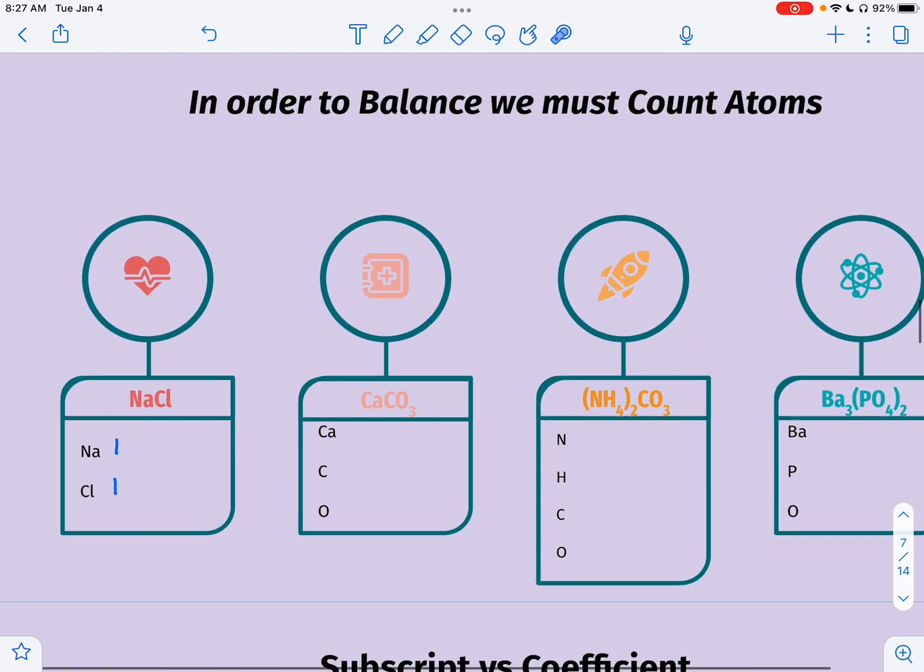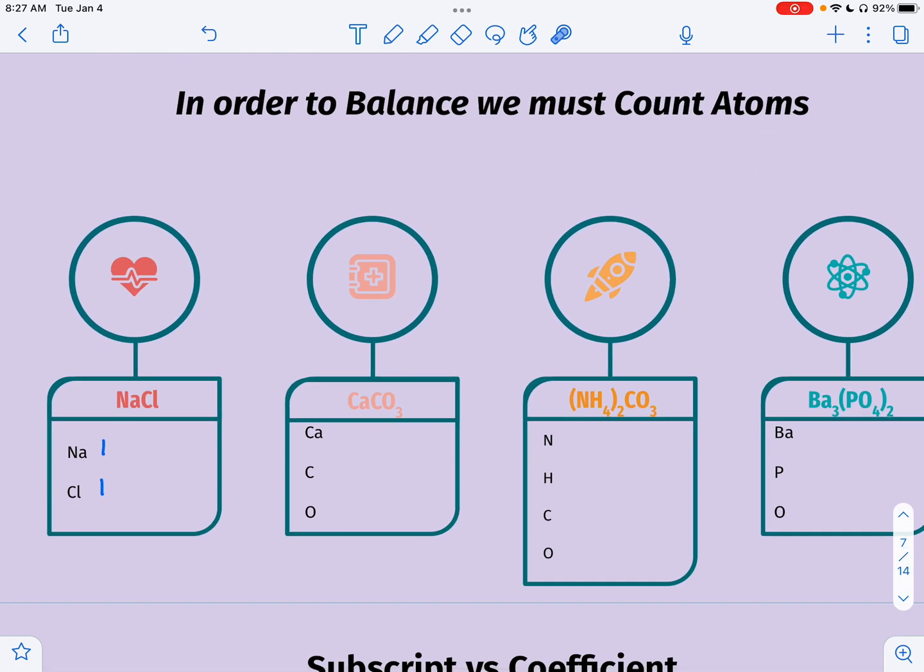The thing that I want to focus on next is when we have an equation, we need to make sure that mass is conserved.